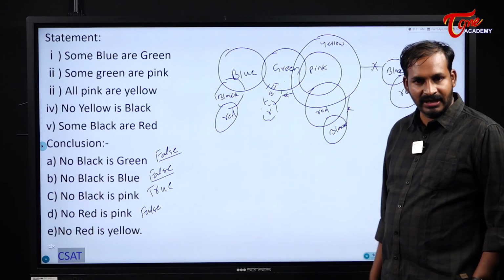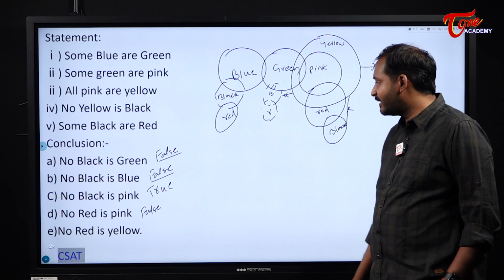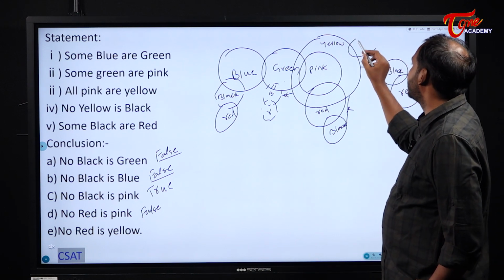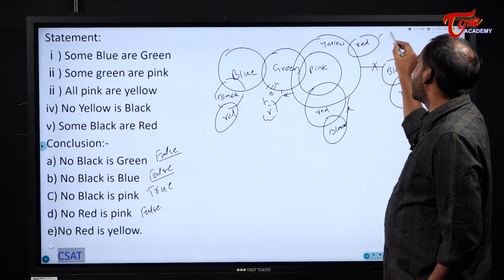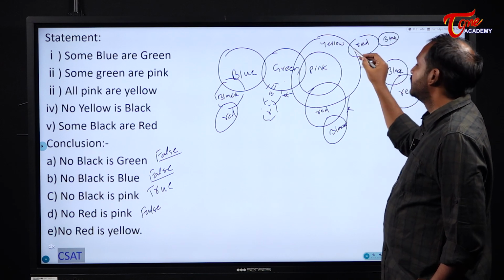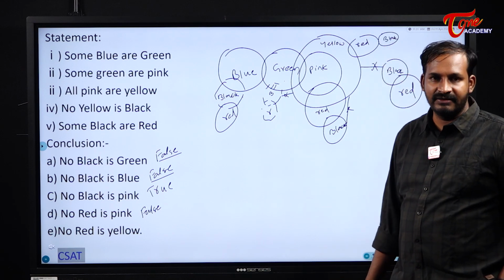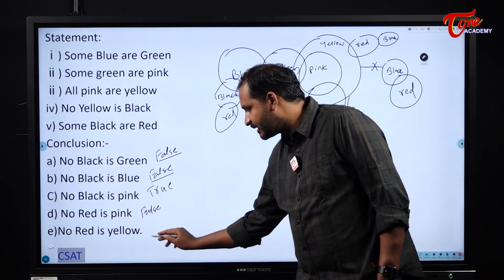Next, no red is yellow. According to the basic diagram, that is true. Now what I will do, I will draw red here and I will draw black here. There is a possibility, right? I can intersect red with yellow. Yes, I can intersect. Then this also becomes false.